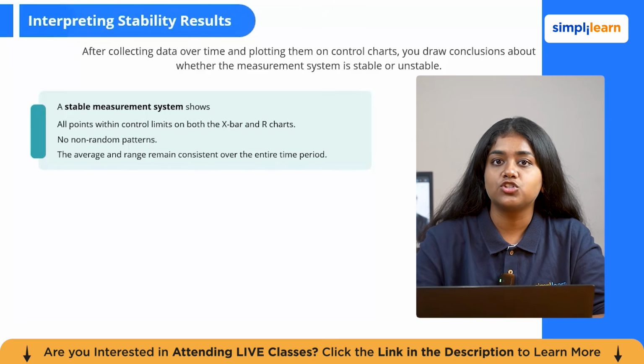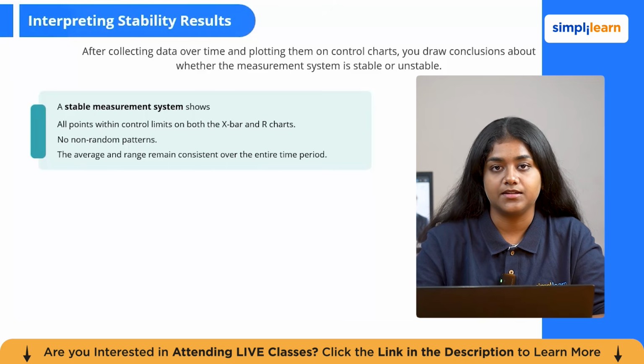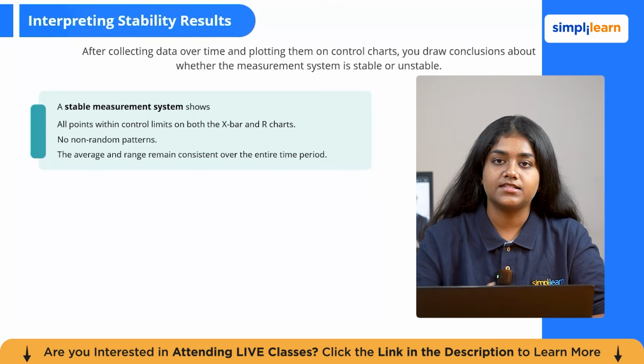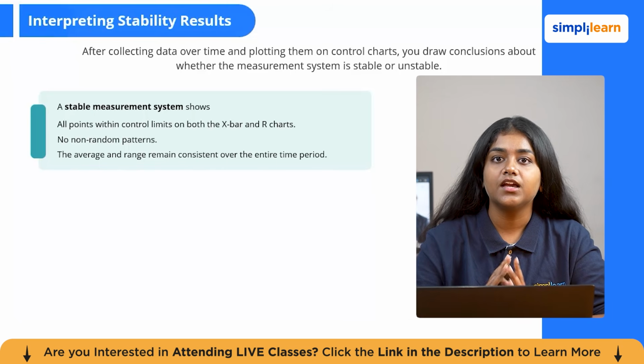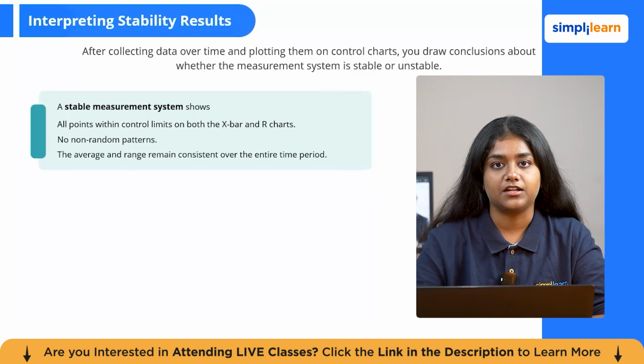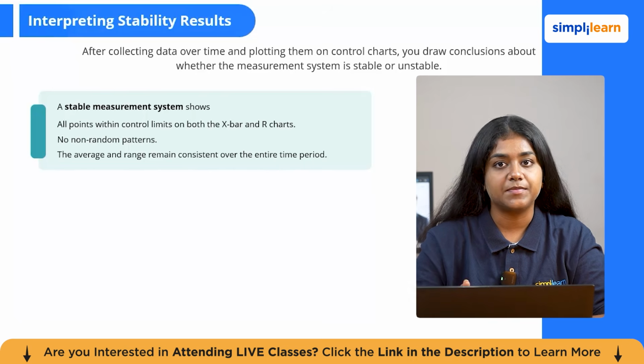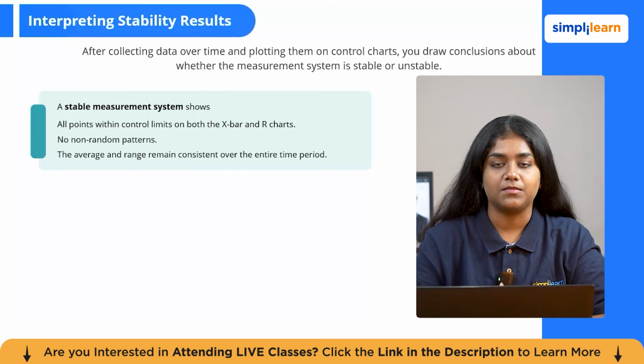The X-bar chart shows whether the average measurement is stable, and the R chart shows whether the spread or repeatability is stable. If both remain consistent, the measurement system is behaving predictably. Data can be trusted when the measurement system is stable. Measurements taken at different times can be compared with confidence. This means the data is reliable for inspection, SPC, process studies, and decision making.